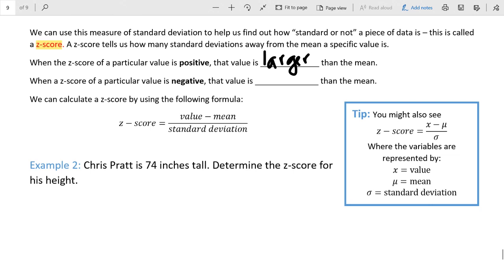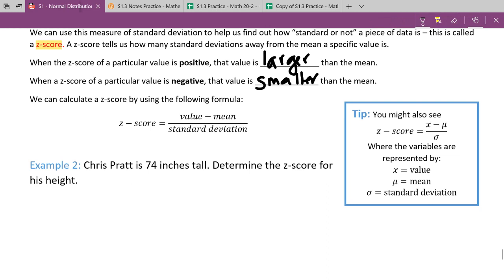When a Z-score of a particular value is negative, that tells us it is some number of standard deviations below the mean. Then that value is smaller than the mean. It's smaller than average. The formula we're going to use is that the z-score is equal to the value. So that's the value we're trying to find. We're calculating the z-score of a specific value. And from that value, we subtract the mean, we subtract the average, and divide it by how big each standard deviation is to tell us the z-score, to tell us how far away from the mean that is.